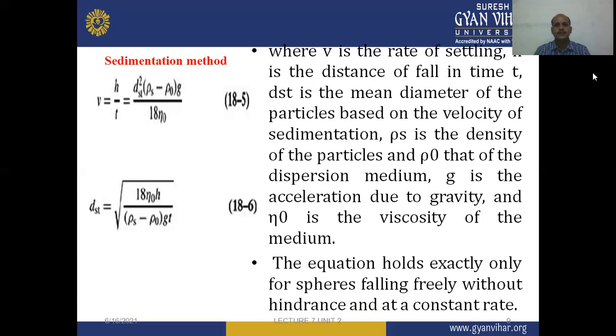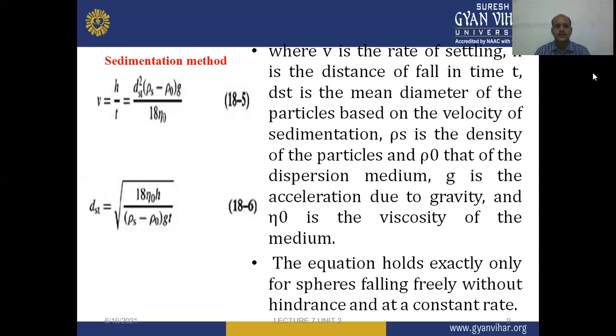dst is the mean diameter of the particles based on the velocity of sedimentation. It is also known as Stokes diameter. Rho s is the density of the dispersed phase particles, and rho 0 is the density of the dispersion medium. So rho s minus rho 0 is the difference in the density of dispersed phase particles and dispersion medium. And g is the acceleration due to gravity. It is 9.8 meter per second square or 980 centimeter per second square. And eta 0 is the viscosity of the medium.